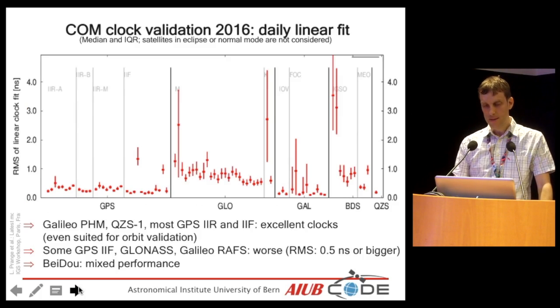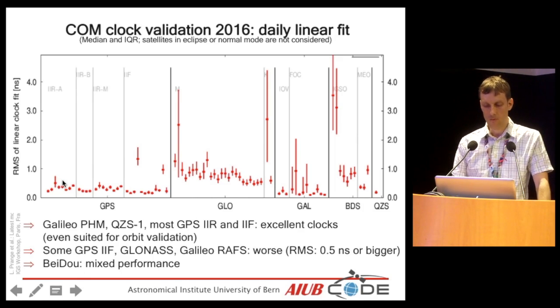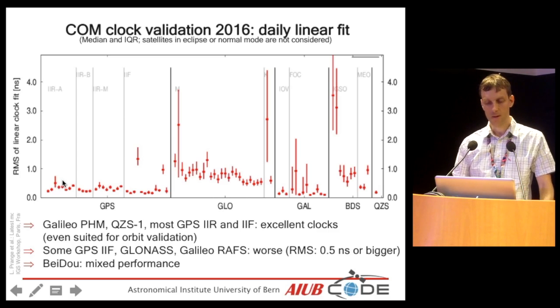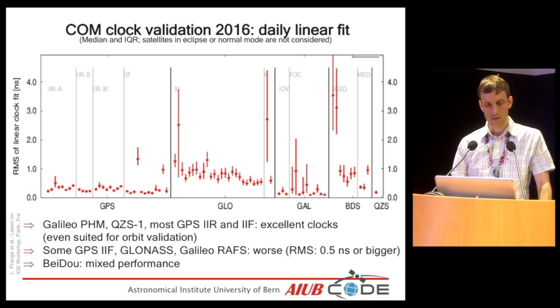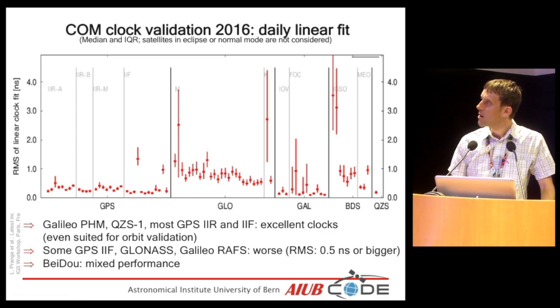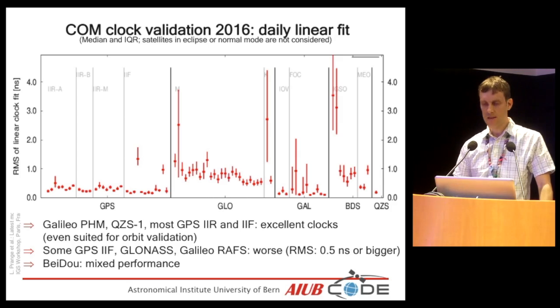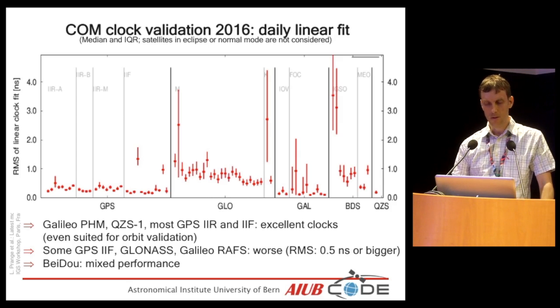If we look at some results, we can, for example, see the clock corrections, and as one quality measure, we can see how linear these clocks are. By computing a linear clock fit, we see that many satellite clocks are very good, which are in the orbit currently. So we see there are many very good GPS clocks, and also the Galileo maser clocks, of course, and also the QZSS clock.